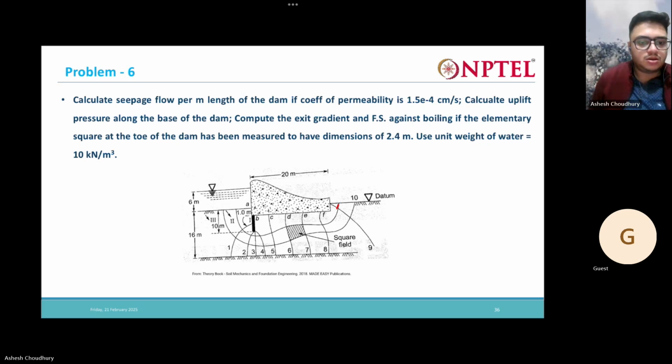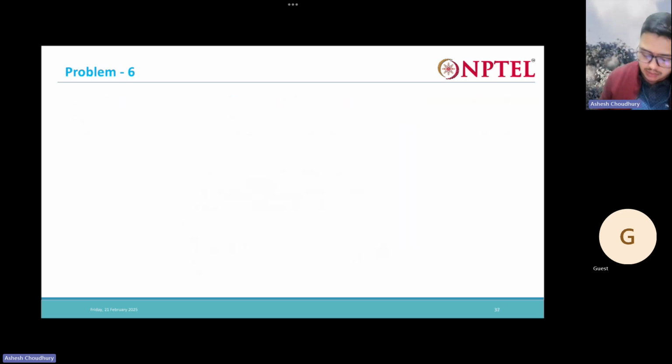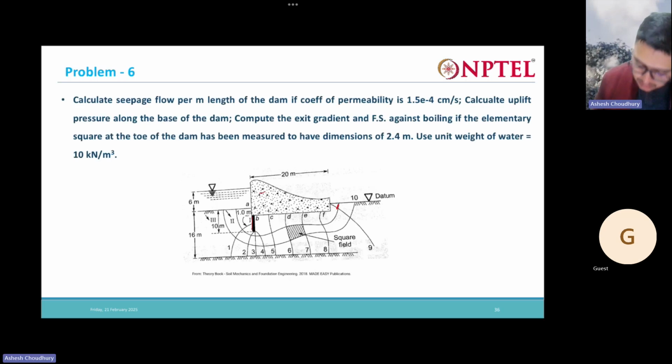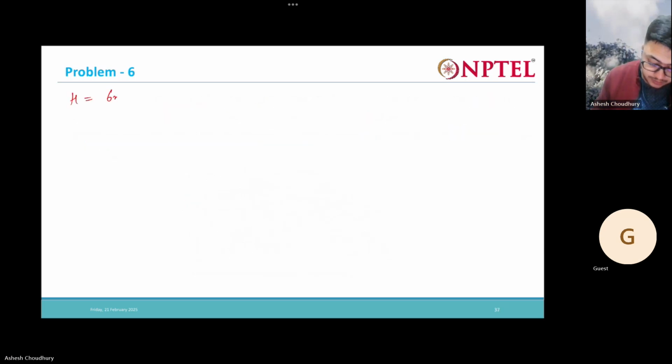Okay, so we have a concrete dam and here we also have a sheet pile type structure. First we are asked to calculate the seepage flow. Seepage flow, same relation whatever we used in the previous problem, same thing we have to do, right? So what is our H here? Total head. So that is 6 meters.